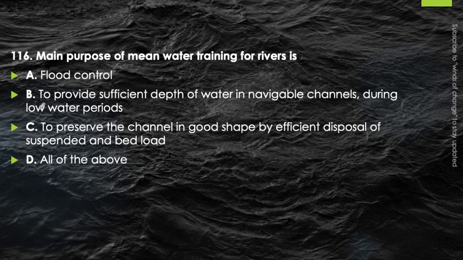Next question. The main purpose of mean water training for rivers is: flood control, to provide sufficient depth of water in navigable channel during low water period, or to preserve the channel in good shape by efficient disposal of the suspended and bed load, or all of the above. Just think about it. Here, the main purpose of the water training for river is to preserve the channel in good shape by efficient disposal of the suspended and bed load. This is the main purpose of river training work.